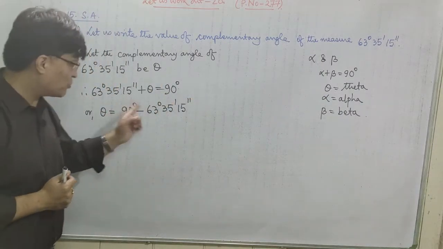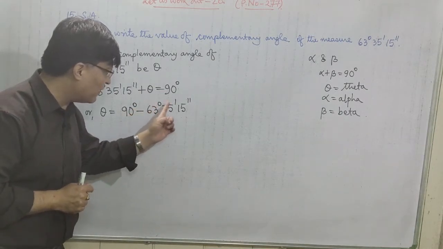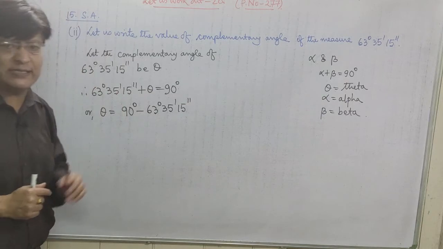So how can you subtract it? How will you subtract this 63 degrees 35 minutes 15 seconds from 90 degrees?